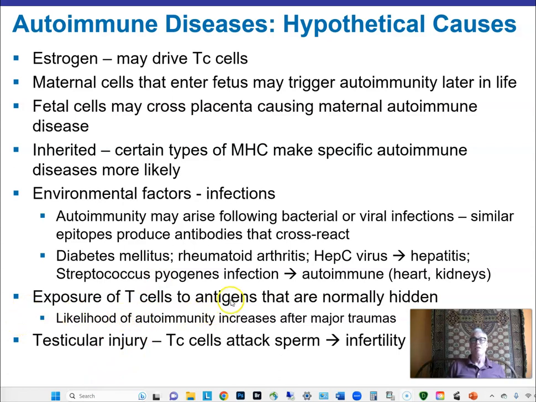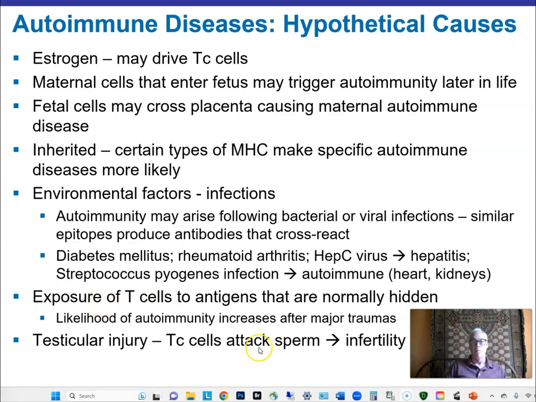Exposure of T cells to antigens that are normally hidden. Some parts of your body are essentially cordoned off, and T cells don't circulate everywhere equally. The inside of your synovial joints, for example, is pretty isolated from the rest of your circulation. So perhaps a severe trauma or surgery that opens up areas normally kept away from the immune system can open up the possibility of the immune system thinking that some of the antigens present there are foreign.